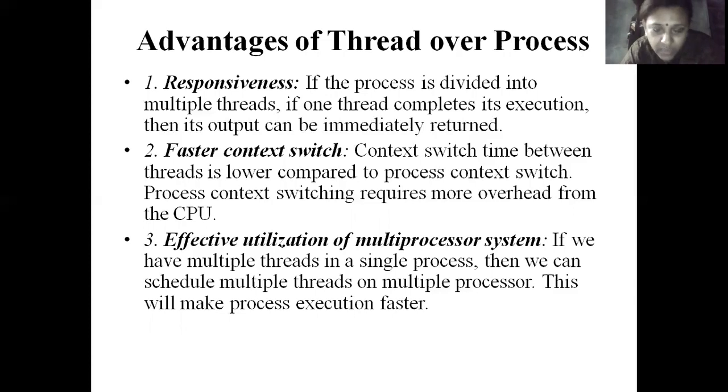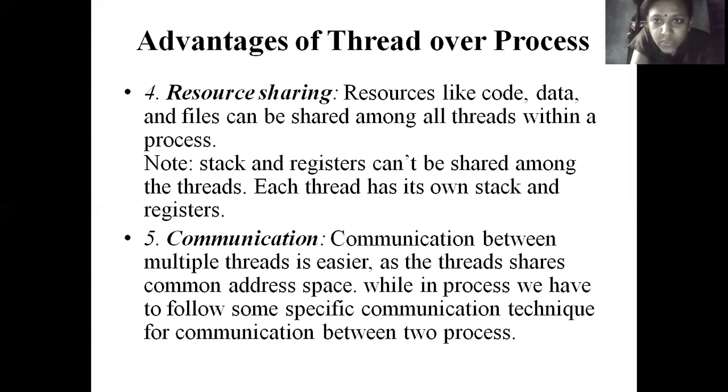Here is also an advantage: effective utilization of multiprocessor systems. I told you we use the thread concept during multiprocessing. So if we have multiple threads in a single process, then we can schedule multiple threads on multiple processors. This will obviously make process execution faster. With resource sharing, resources like code, data, and files can be shared among all threads within a process. Then the communication between multiple threads is easier.